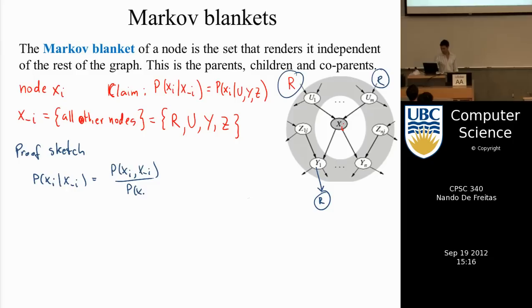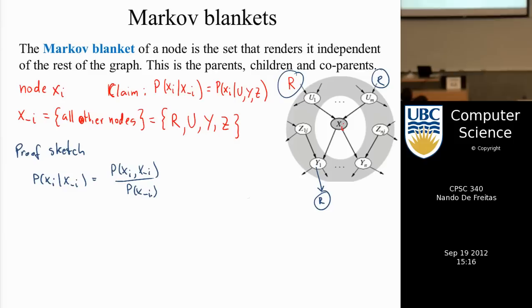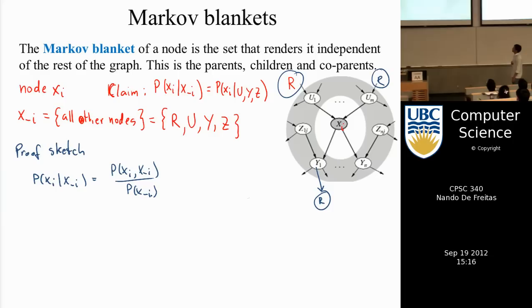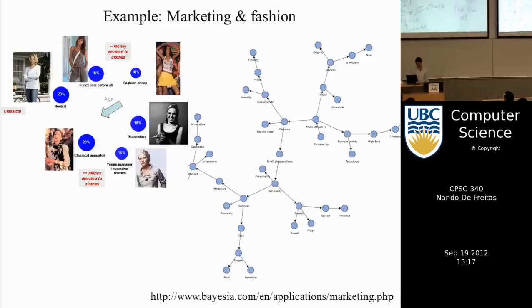Sorry, what does it mean by the probability of xi? Oh, so just landing on that node, maybe? That's a good question. By that I mean, let's do an example. Let's take one of these examples.